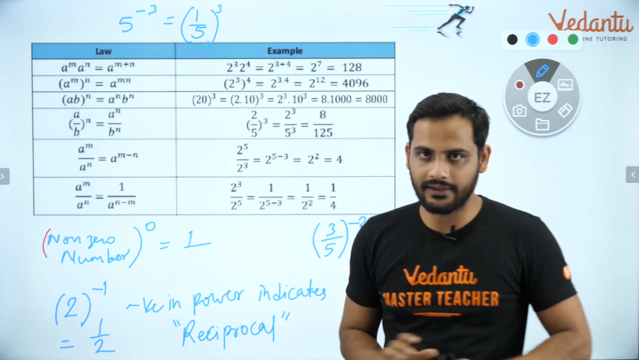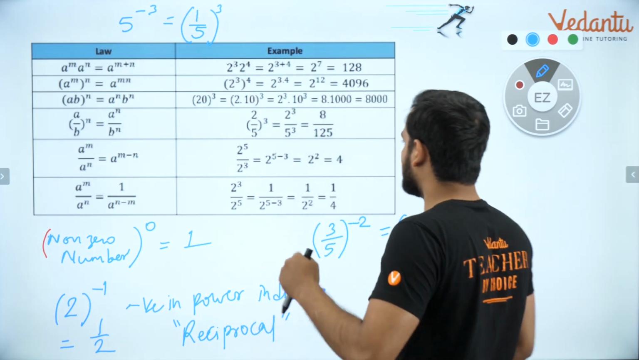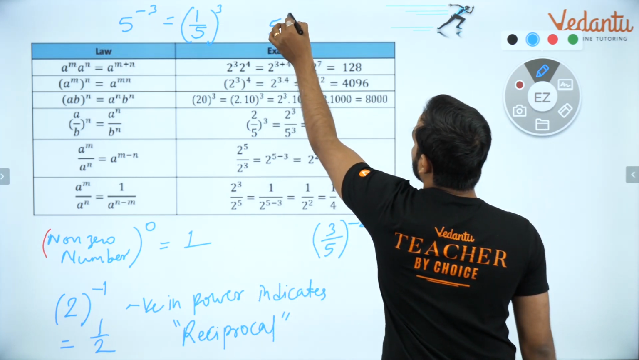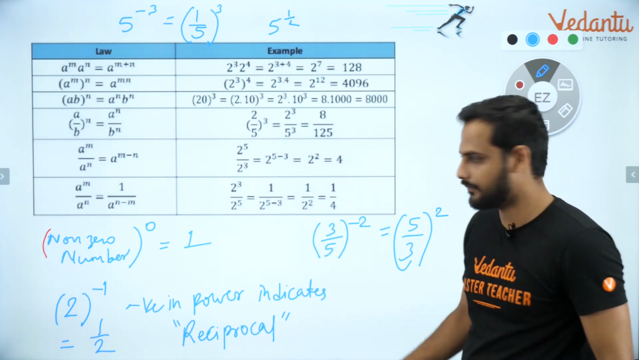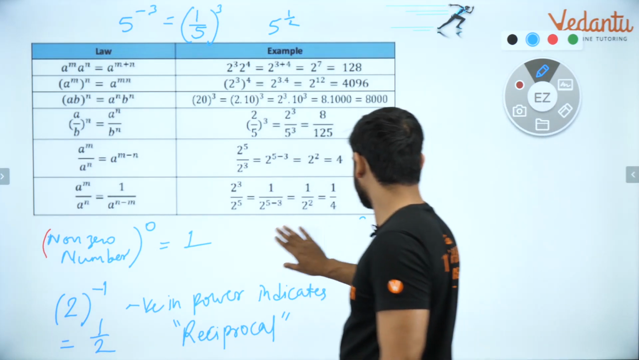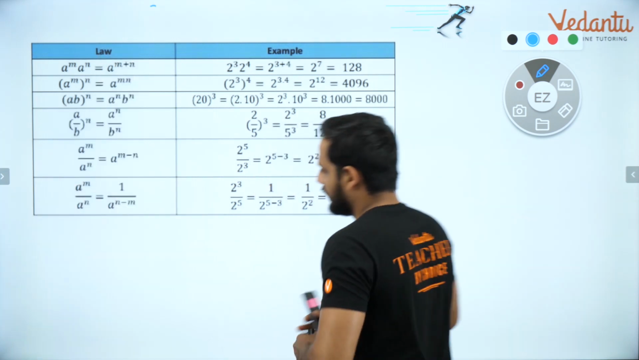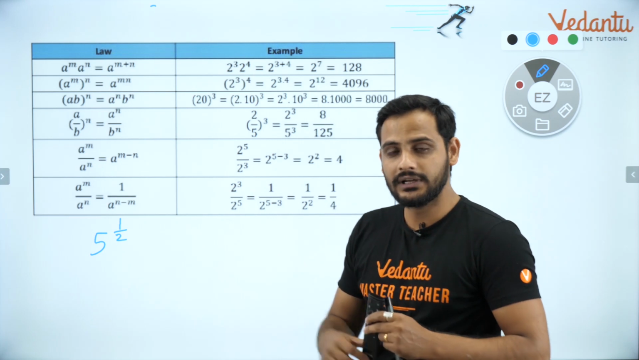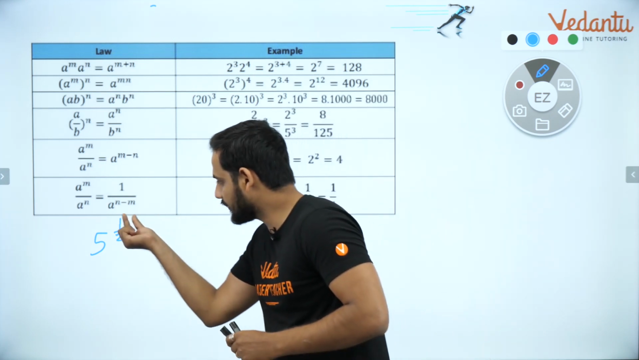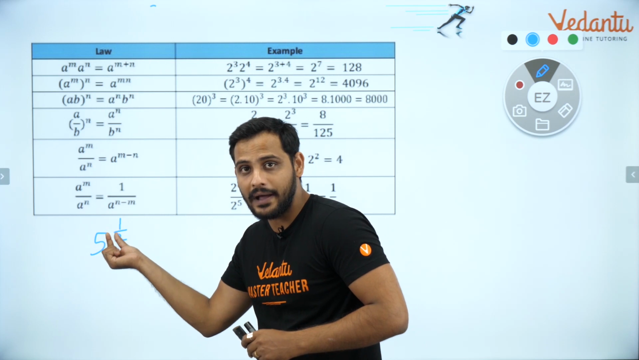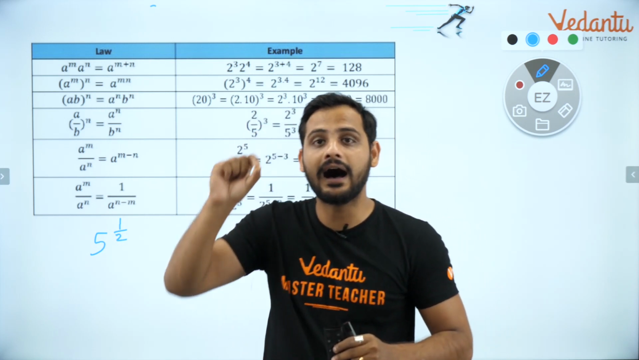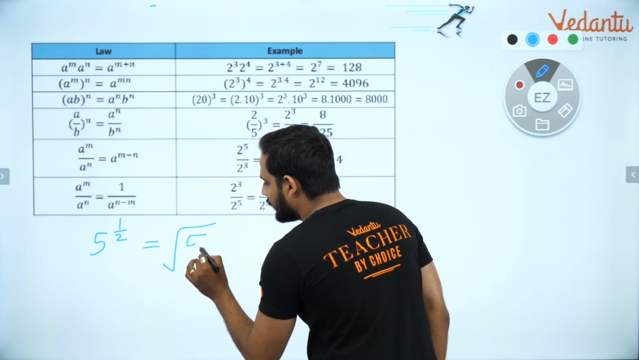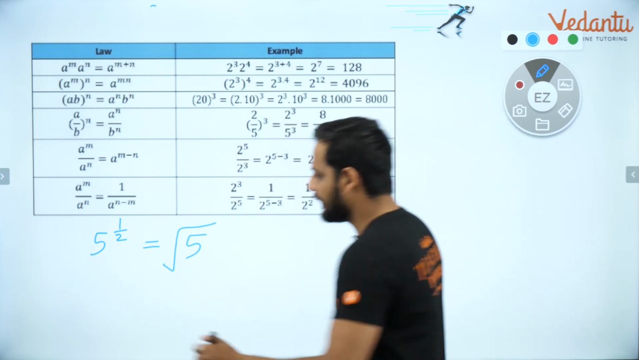Now this is the negative sign. The next type of power is the fractional power. Suppose I write 5 raised to the power half. Let me remove this part, as I think all of you have understood it by now. Now remember this, bachcho, the power is in the denominator, this is 1 by 2, right? So 5 raised to the power half means under root of 5.